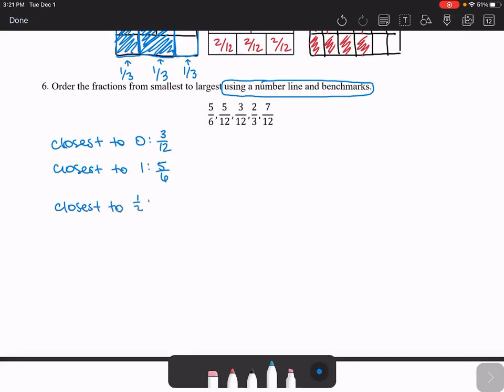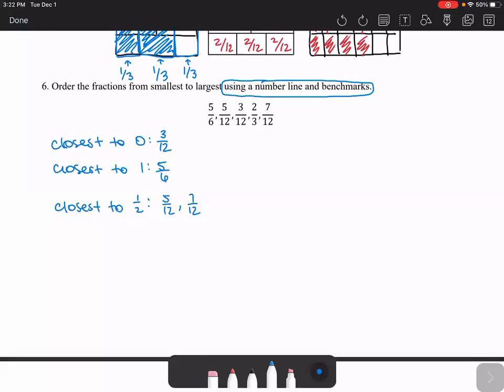We can also see what's closest to 1/2, because what's closest to 1/2 is going to be 5/12 and 7/12, right? Because 1/2 is 6/12, and these are each 1/12 away. They're closer to 1/2 than 2/3 is, because 2/3 is 8/12. Okay, so we can see that we have these things using the benchmark.